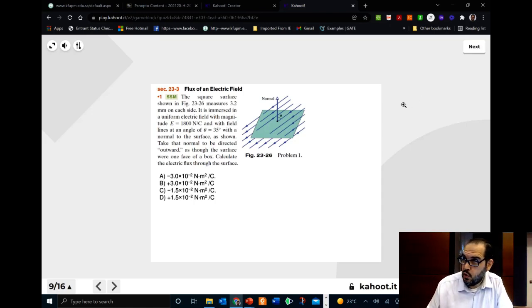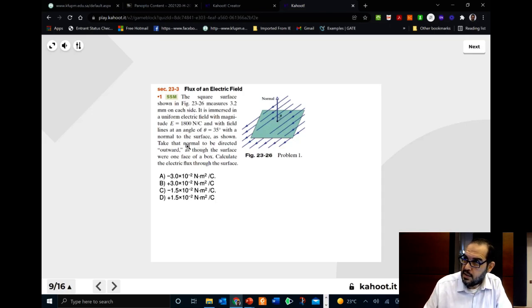The square surface shown measures 3.2 millimeters on each side. It is immersed in a uniform electric field with magnitude of 1800 newtons per coulomb, with the field lines at an angle of 35 degrees. Notice the electric field is piercing into the surface. This angle is 35 degrees with a normal to the surface as shown. This is the normal to the surface. This is the area vector.